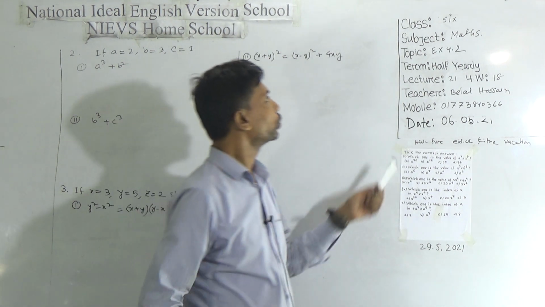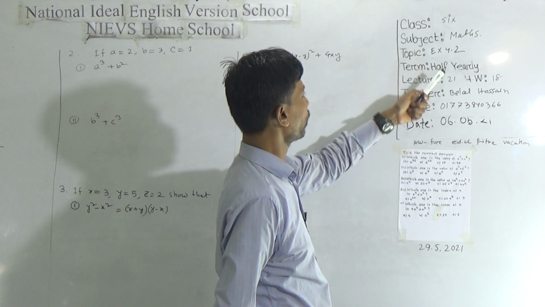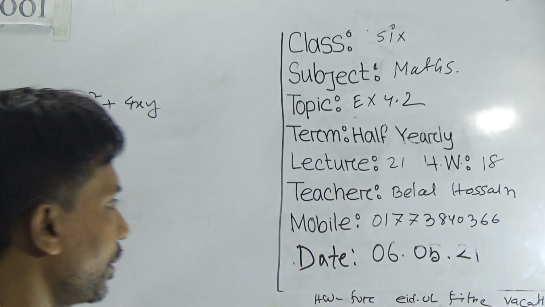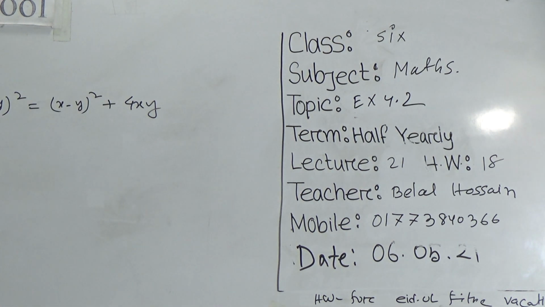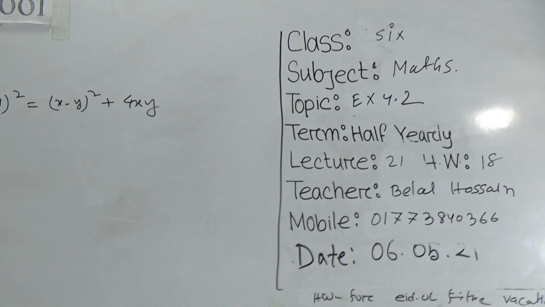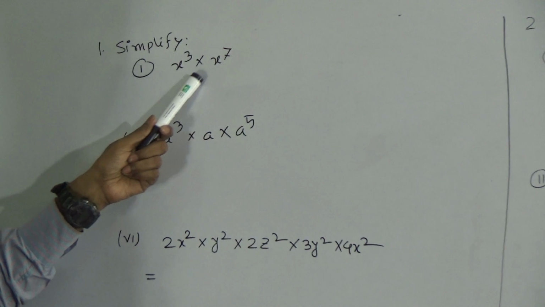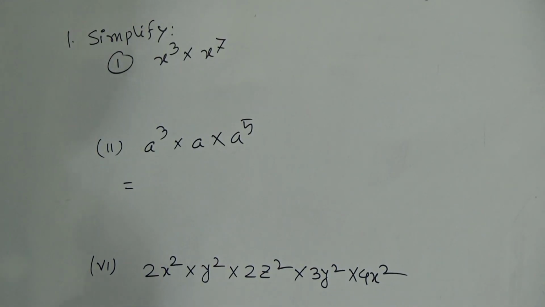Dear student, today our topic is exercise 4.2, lecture number 21 and exam number 18. Question number 1: simplify x power 3 into x power 7.